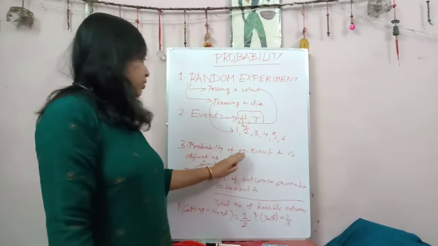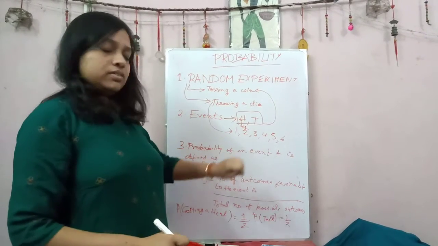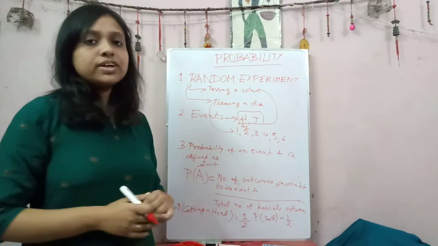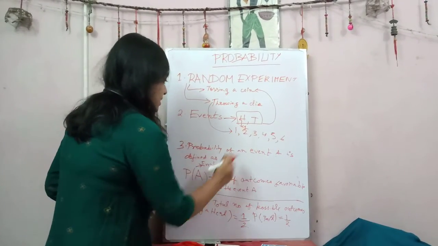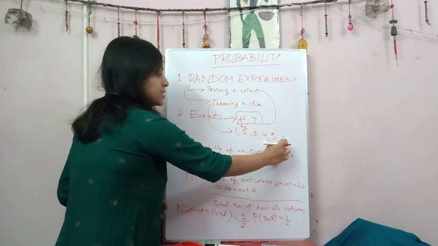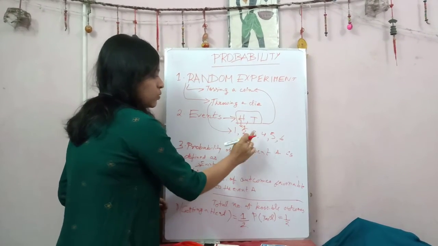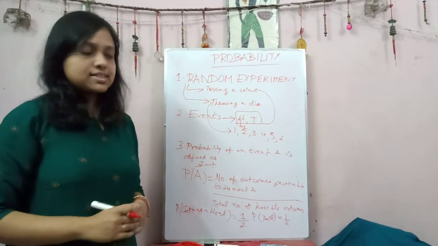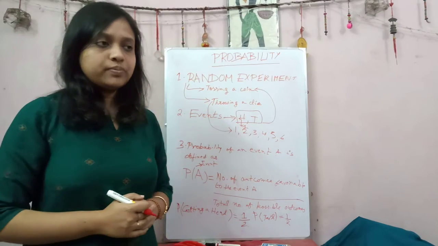Similarly, if we want the probability of getting a 4 when we throw a die, what is the probability? It is 1 by 6, because there are in total 6 possible outcomes, and how many favorable are there? 1 only. So it is 1 by 6. So in this way you have to find the probability of an event.